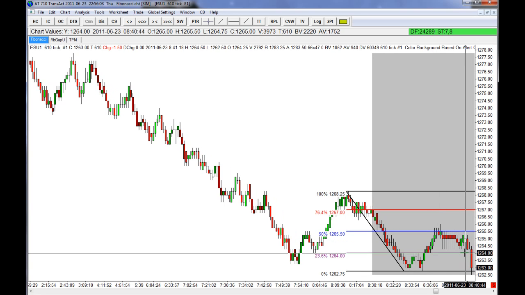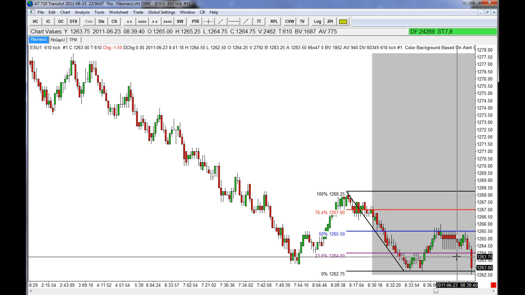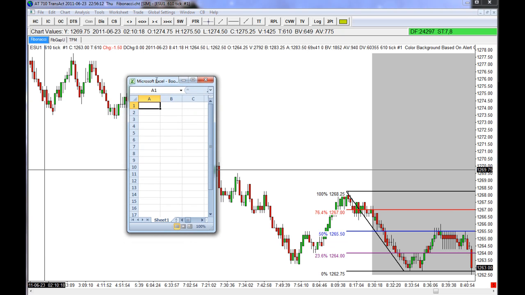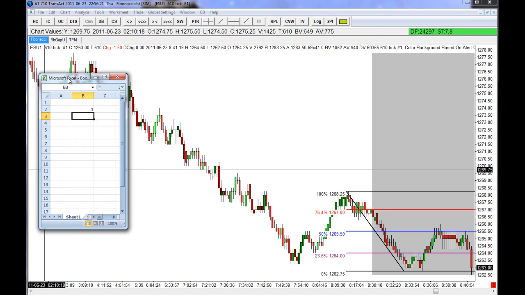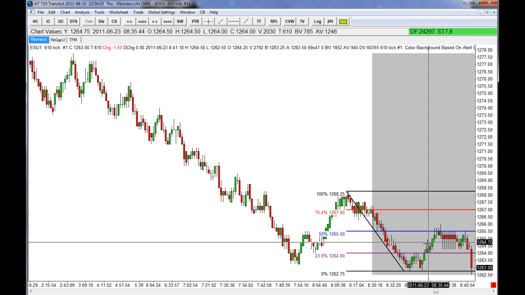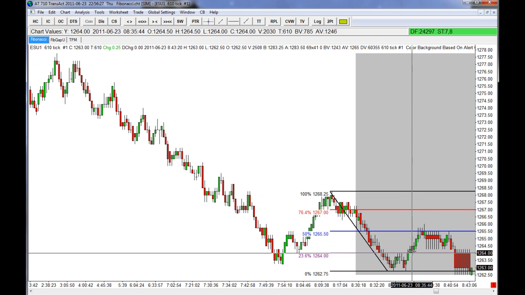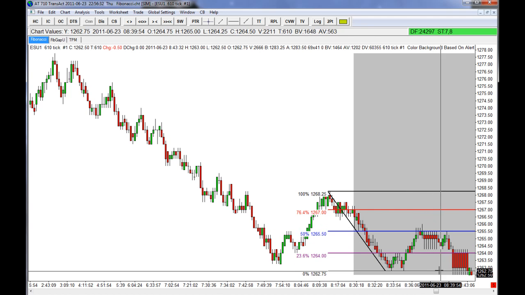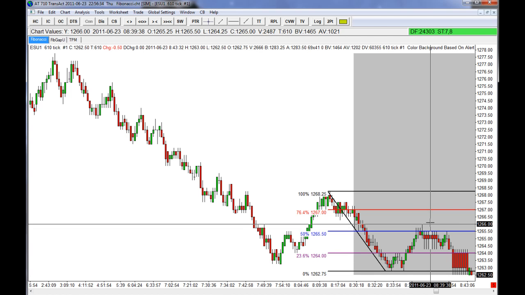until finally it went through the 23.6% line. So I got my first target there filled. Trying to keep tabs here in Excel, because I believe in my last video I said it was 5 ticks when it was actually 4. I'm not sure, so I'm just going to put them in Excel. Okay, as you can see, then price broke through the 0% level and retraced back.